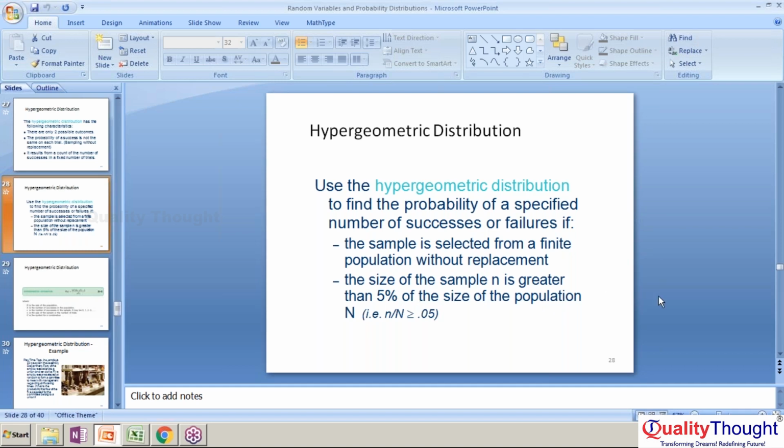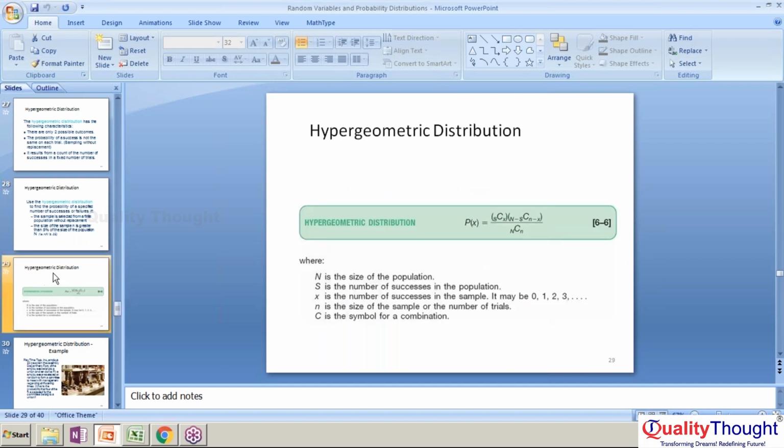Means when your population is 100 in number, and when you are trying to do this sample survey with 10 people, minimum 5 people, more than 5 people. So here this is how the hypergeometric distribution looks like. This is the formula actually. This is how the formula looks like.